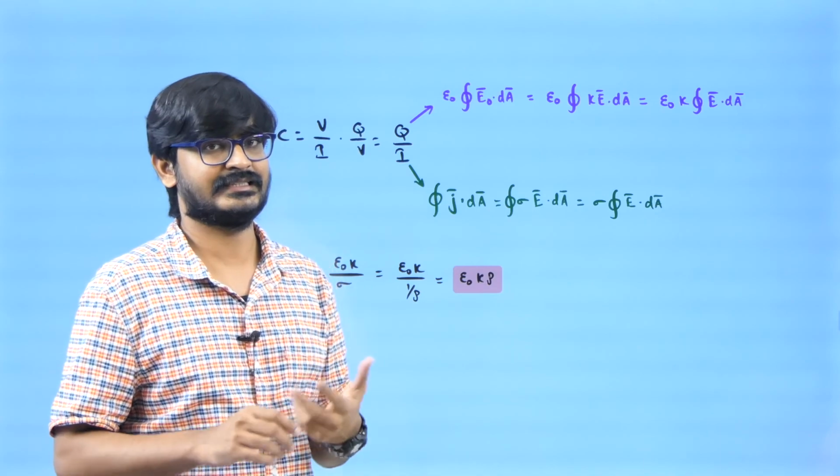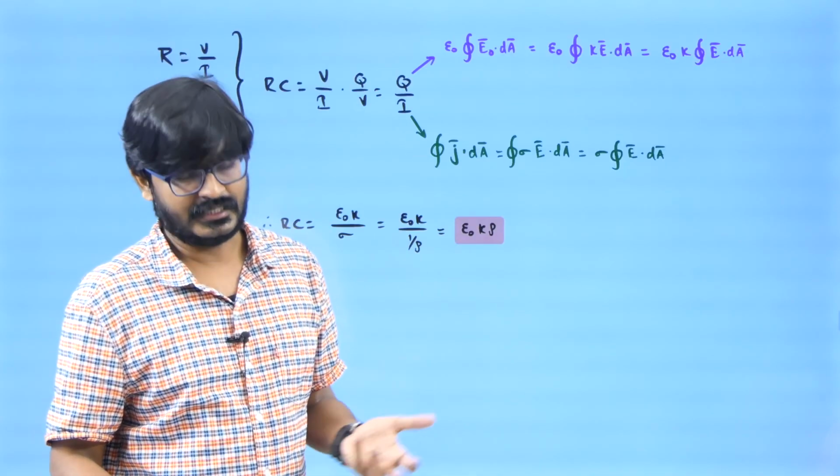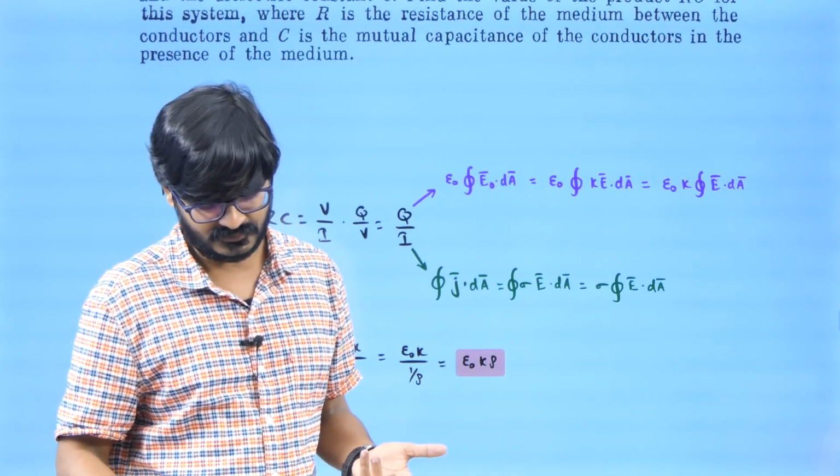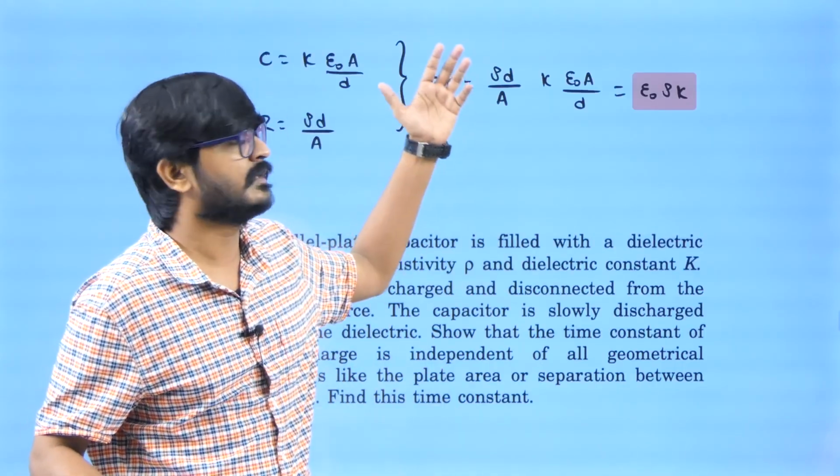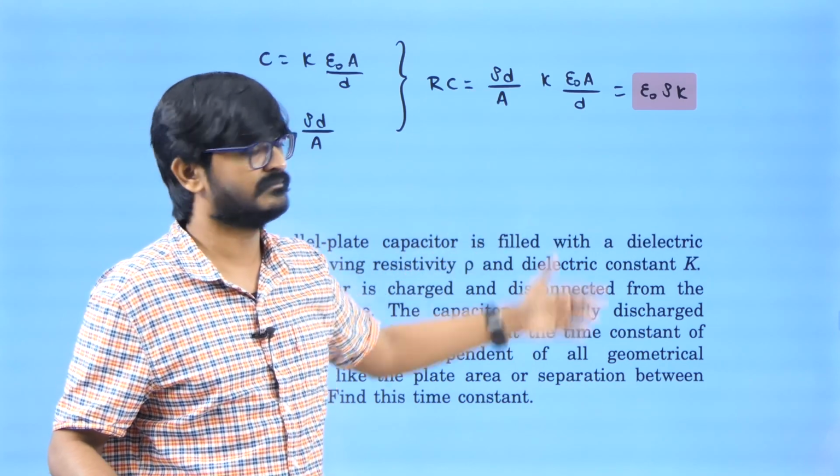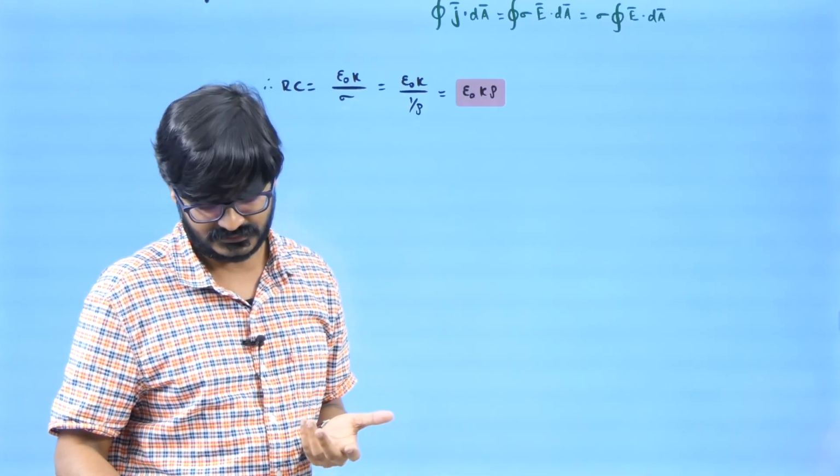So this result is valid for arbitrarily shaped conductors, not only for a parallel plate capacitor, but it's easy to get it for a parallel plate capacitor. So you can get it for a parallel plate capacitor, and you can trust it if you need to use it, right?